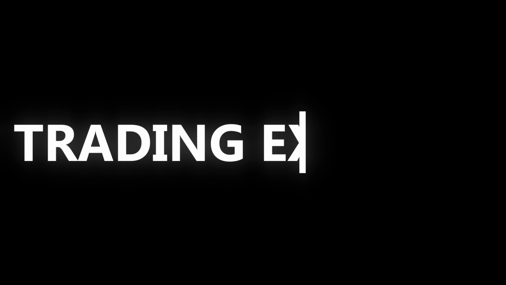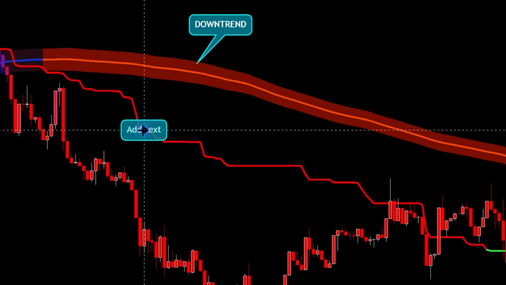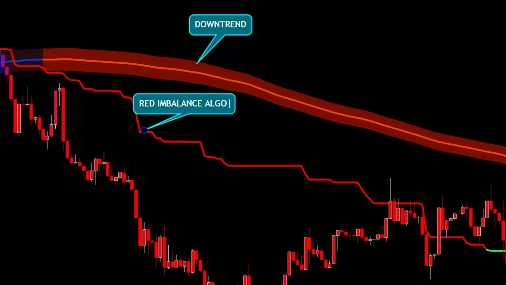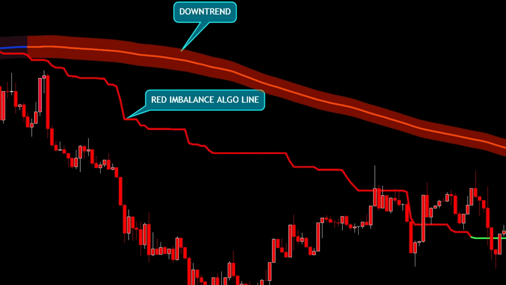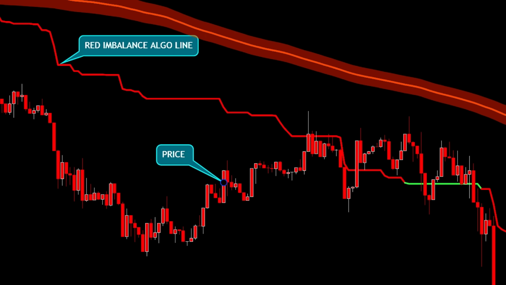Alright, let's walk through a real trade scenario so you can see this in action. Imagine a downtrend, the MA ribbon is red, price is below it. Step 1. Look for candles that are below the Imbalance Algo line. This is our initial setup.